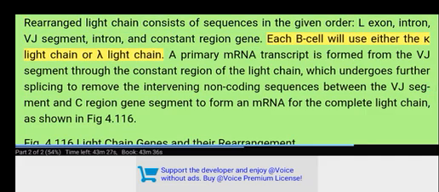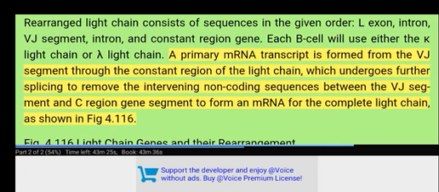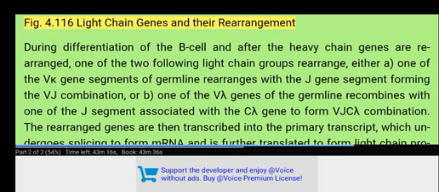Each B cell will use either the kappa light chain or lambda light chain. A primary mRNA transcript is formed from the VJ segment through the constant region of the light chain, which undergoes further splicing to remove the intervening non-coding sequences between the VJ segment and C region gene segment to form an mRNA for the complete light chain, as shown in Fig. 4.116. Figure 4.116: light chain genes and their rearrangement.